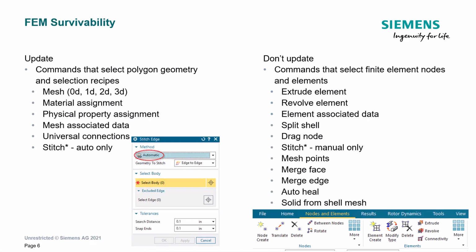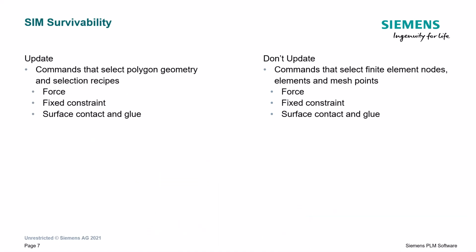In the FEM, we need to be more careful to ensure survivability. In general, commands that select polygon geometry or selection recipes will update, and commands that select finite elements and nodes will not update. One command to be careful of is stitch edge. If the method is set to automatic, the stitch will update, but if the method is set to manual, it won't. In the SIM, commands that select polygon geometry and selection recipes will update. However, if those same commands select finite elements and nodes or mesh points, they won't update.